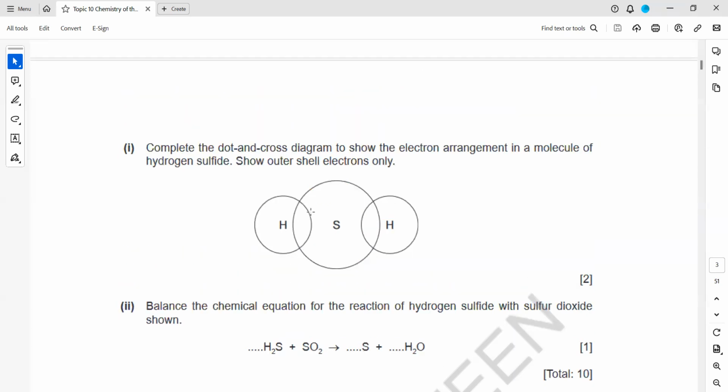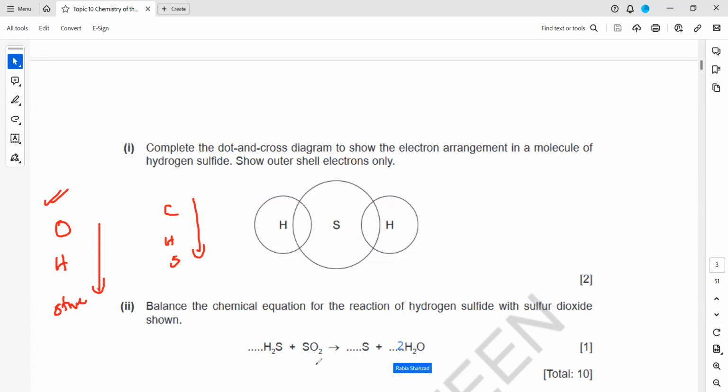Next is to balance the chemical equation. Use the screen annotation to balance this equation. For balancing a normal equation, start with oxygen followed by hydrogen and then any other element. For a combustion equation, it is carbon, hydrogen, and oxygen. That should be the order. For a normal equation, try to balance oxygen first, then hydrogen.